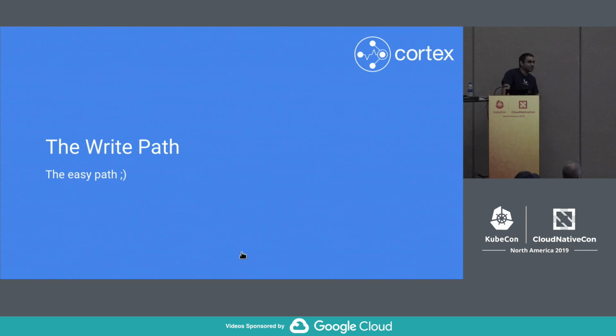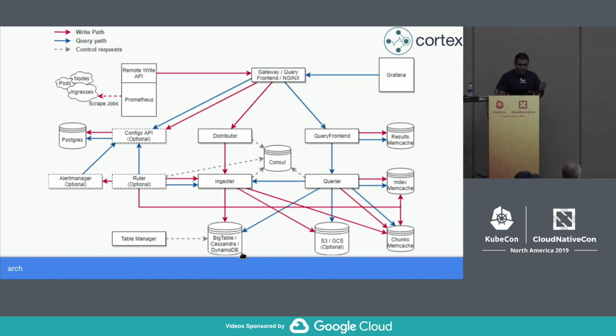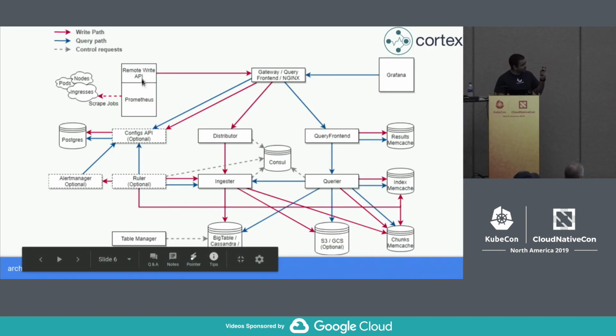But yeah, I'm going to actually tackle two things, the write path and the read path, and how to make sure you are configuring Cortex for scale. So, the write path. If you can see my pointer.